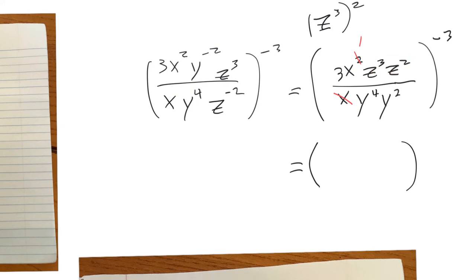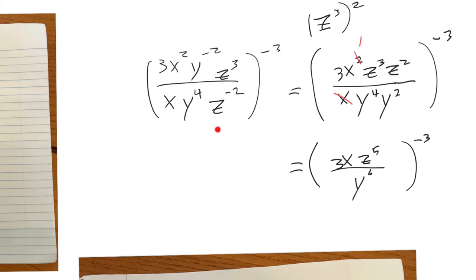So what you're going to have in the next numerator, at least, you're still going to have that 3. You're going to have an x left over, and you're going to have z to the 5th. Still have this negative 3 on the outside. Now down below, we're going to apply that very same rule. We have y to the 4th times y squared. That's going to be y to the 6th down there because we added the exponents. I think we're good to go so far with all that.